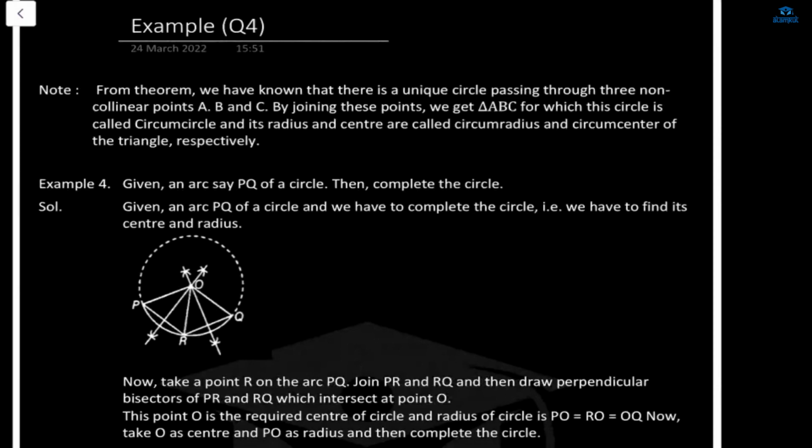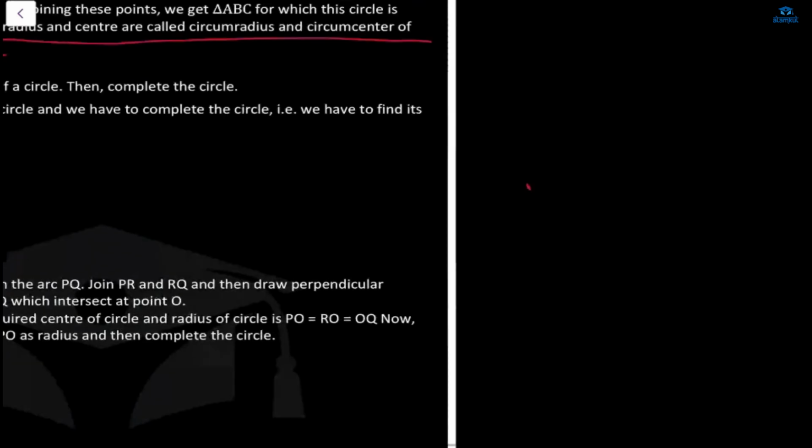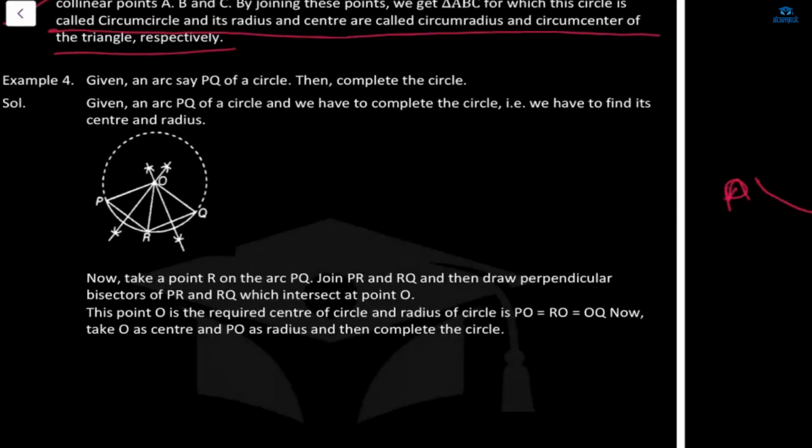So we have already seen from this theorem that through three non-collinear points, only one circle will pass. Remember this. When we join all the 3 points, it will form a triangle, and the circle is called the circumcircle, and the center is the circumcenter. Now, given an arc, say PQ, of a circle, you are only given an arc PQ. You have to draw the complete circle.